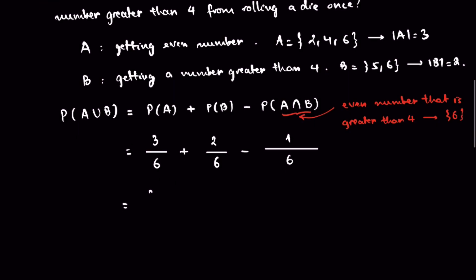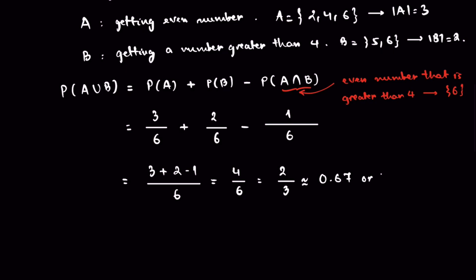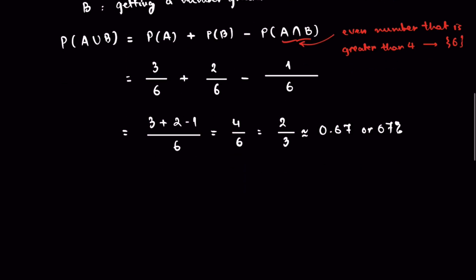Therefore, you get 3 plus 2 minus 1, divided by 6. And you get 4 over 6, or 2 over 3. Use a calculator and you get this is approximately equal to 0.67, or a 67% chance of that happening. So you conclude that there is a 67% chance of rolling an even number or a number greater than 4.